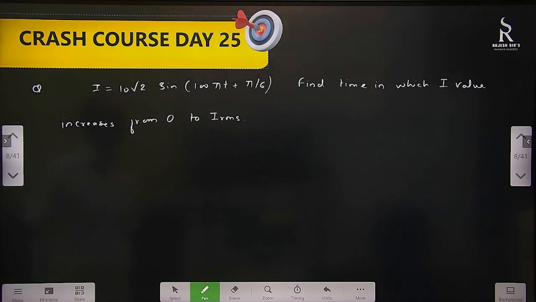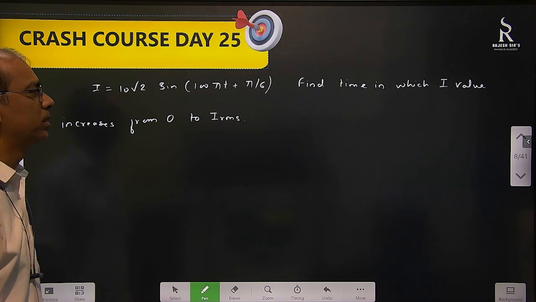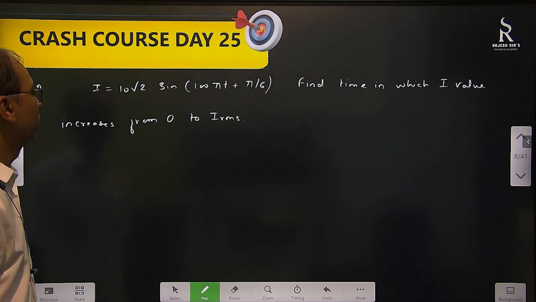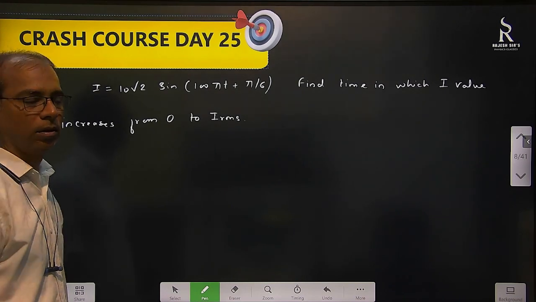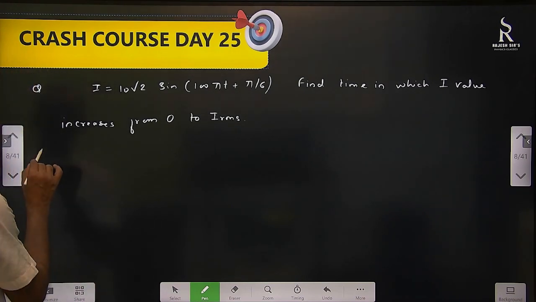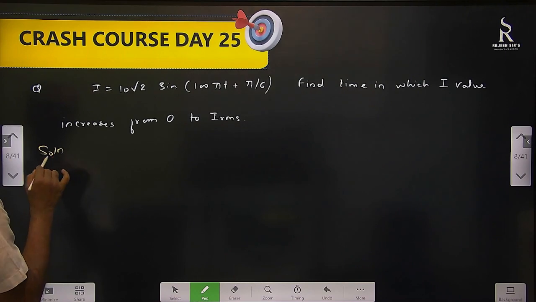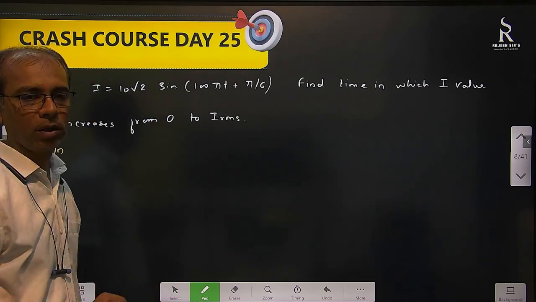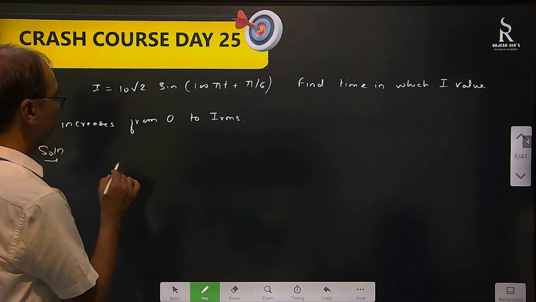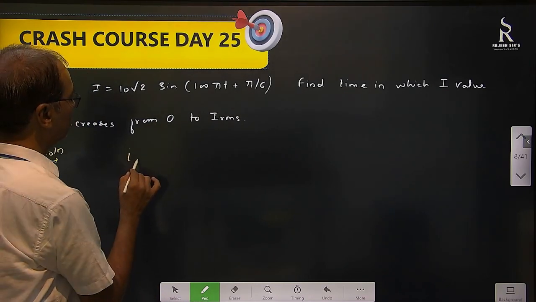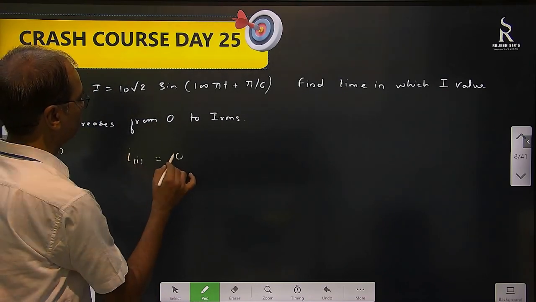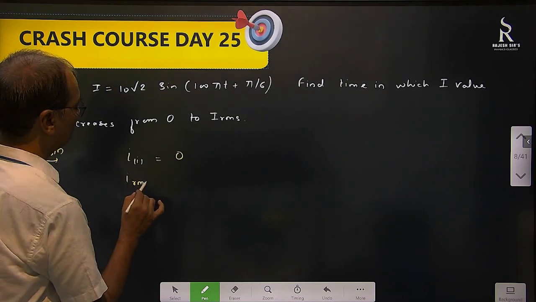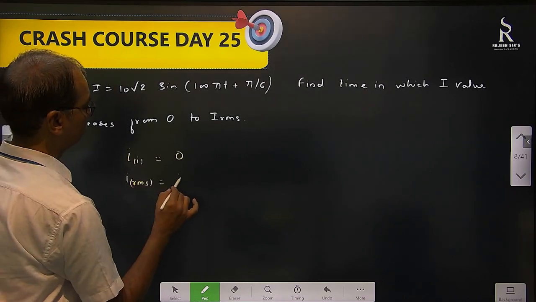Alright, see this one now. I equal to 10 root 2 sine (100 pi t plus pi by 6). Find the time in which the I value increases from 0 to I RMS. The initial value of I is 0, and it is increasing to I RMS. Now I RMS is what? I naught by root 2.